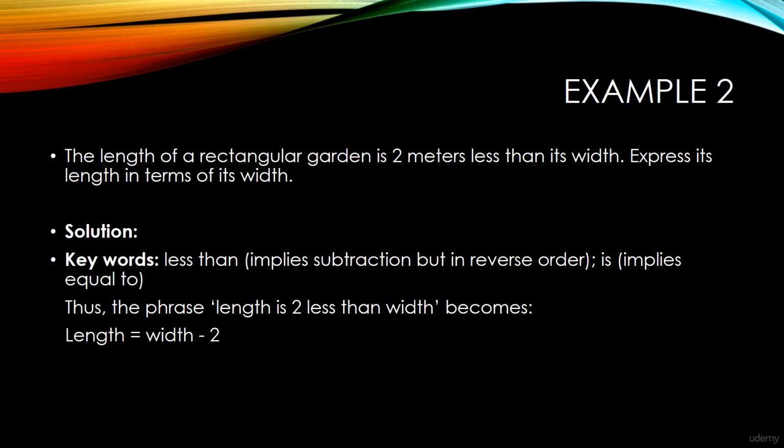Example 2. The length of a rectangular garden is 2 meters less than its width. Express its length in terms of its width. Less than implies subtraction but in reverse order. Is implies equal to. So the phrase length is 2 less than width becomes length is equal to width minus 2.